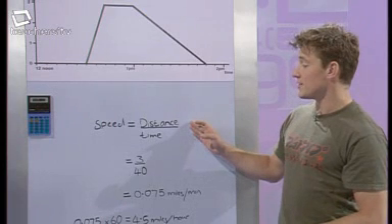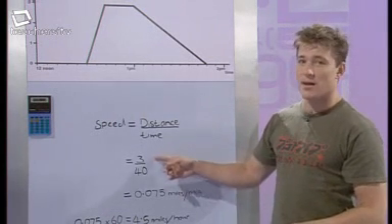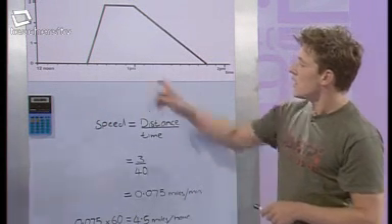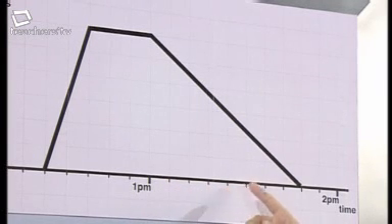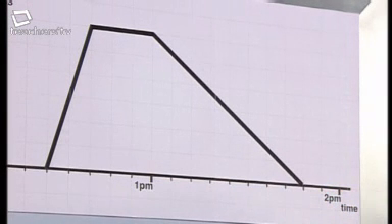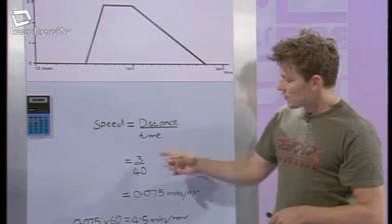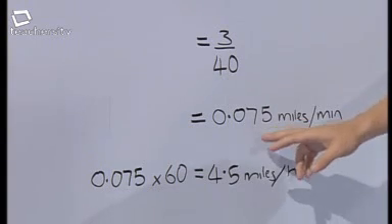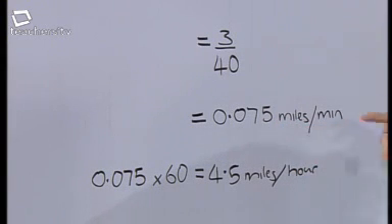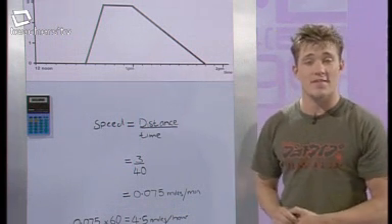I used the same equation. The distance travelled is 3 miles, but I reckon that the time taken is 5, 10, 15, 20, 25, 30, 35, 40 minutes. So that means 3 divided by 40, which equals 0.075 miles per minute. So multiplied by 60, and that's an answer of 4.5 miles per hour.